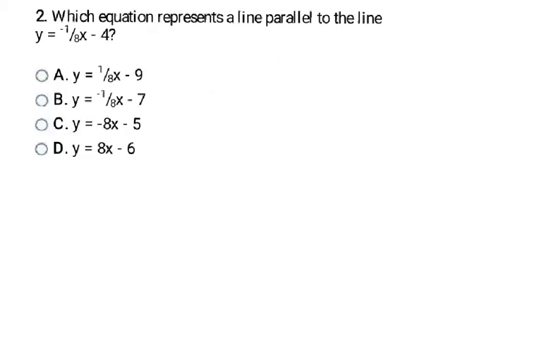Looking at this next example is very similar. It says, which equation represents a line parallel to the line y equals -1/8 x minus 4? Well, my equation's already in that y equals form, so I'm pretty excited because I don't have to rearrange the equation. I just have to look in front of the x to find my slope number. So that coefficient on x is my slope number, which is -1/8.